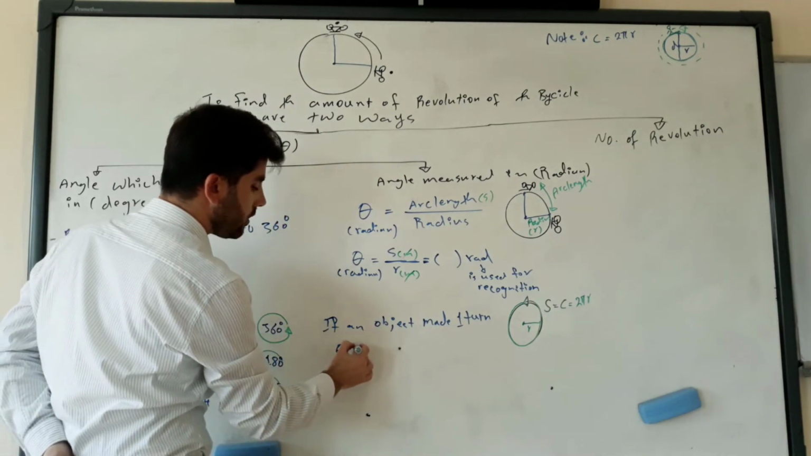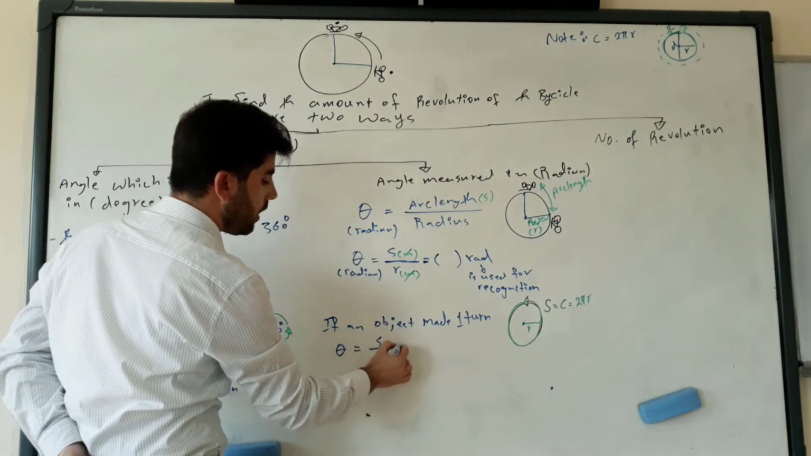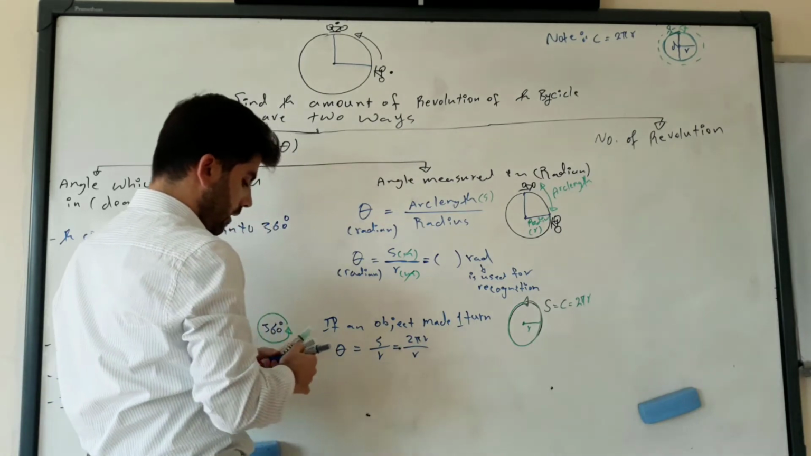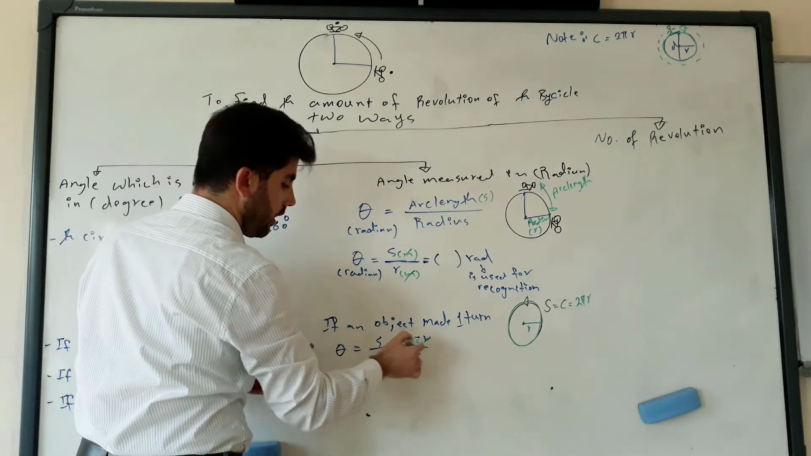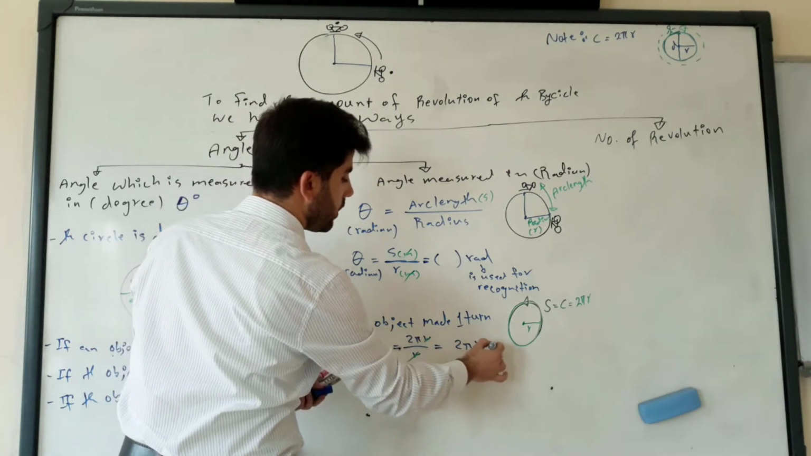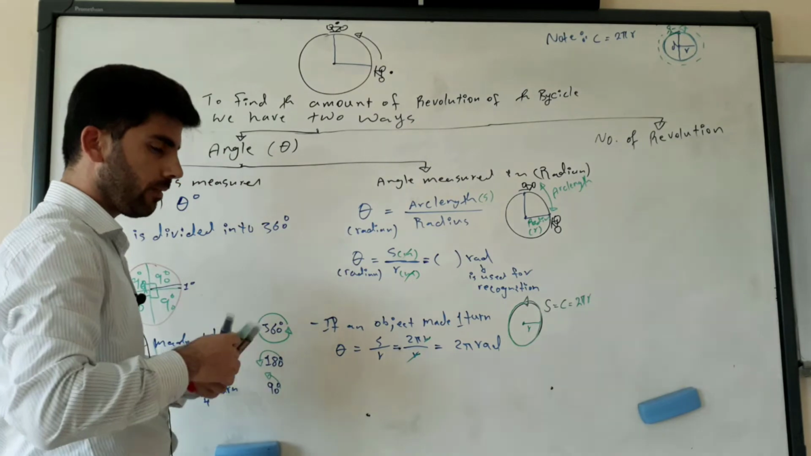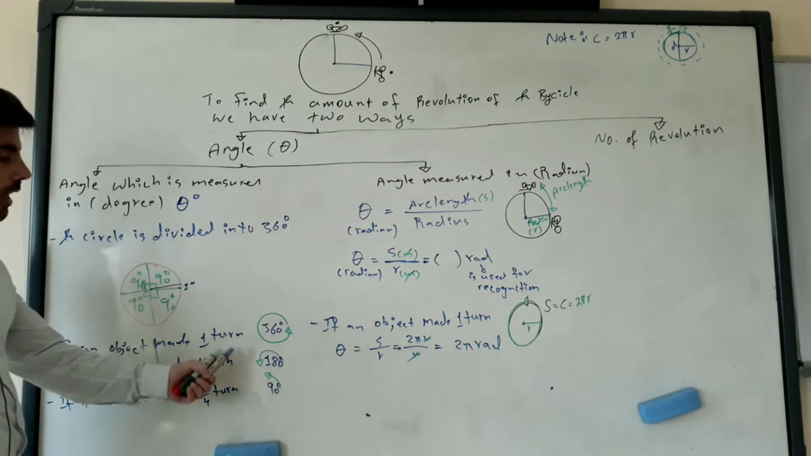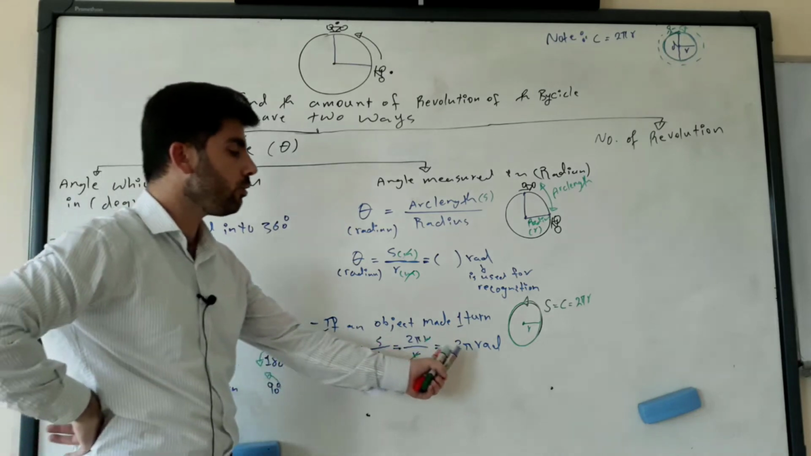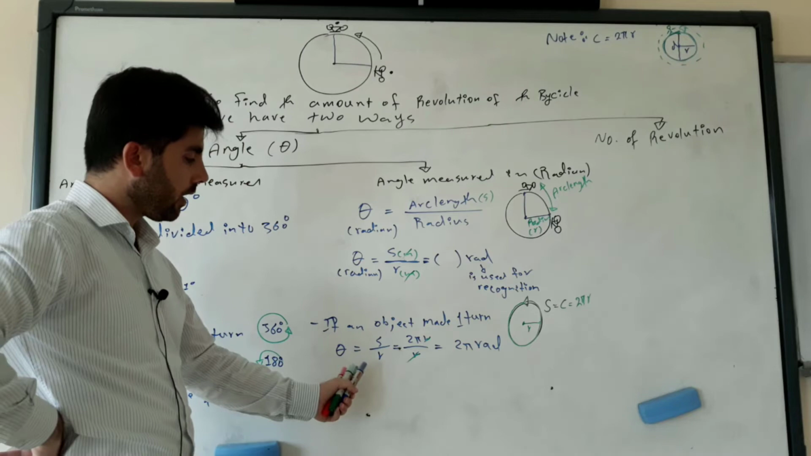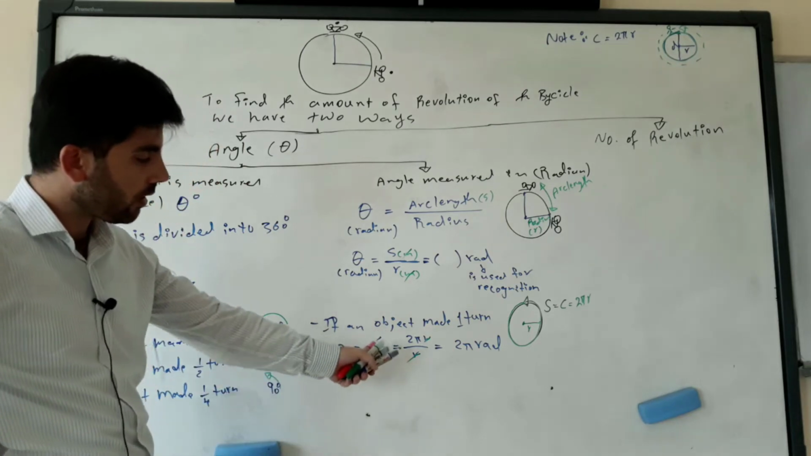Now theta is equal to s over r, and it is equal to 2 pi r divided by r. R and r get cancelled, and the result is equal to 2 pi radian. So if an object traveled 360 degrees, it's equal to 2 pi rad. Where does this come from? It comes from this derivation, 2 pi r divided by r.